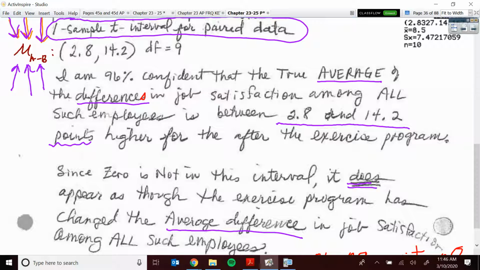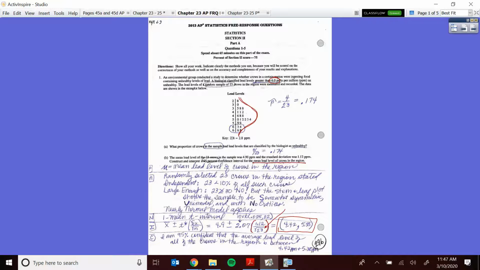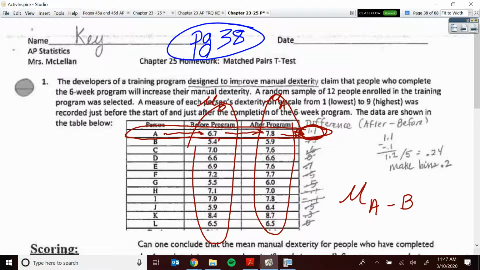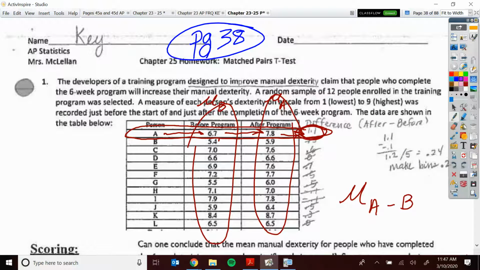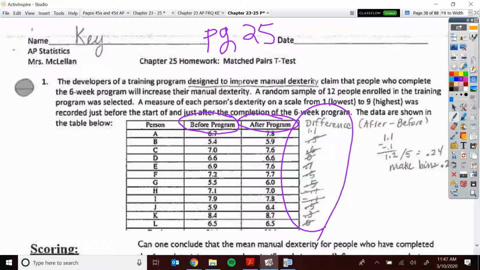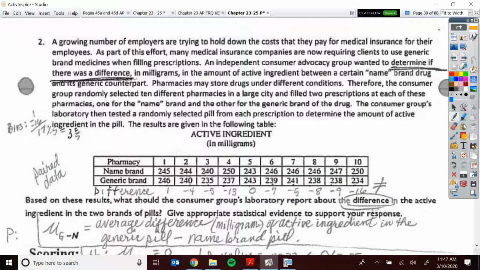So then the problems that you're going to do are pages 25 to 27. And we can take a look at those real quick. So I believe on page 25, this is page 25. Okay, so I can see here that we've got a situation where we've got a person before and after a program. So it's naturally going to be important to pair them. So this is definitely going to be one of the matched pairs problems.